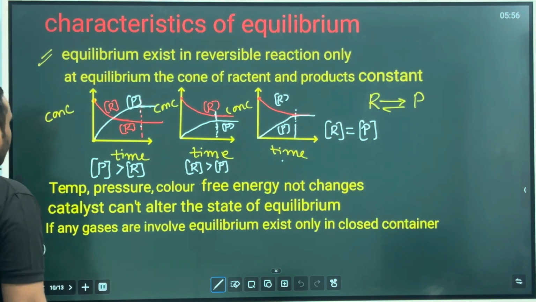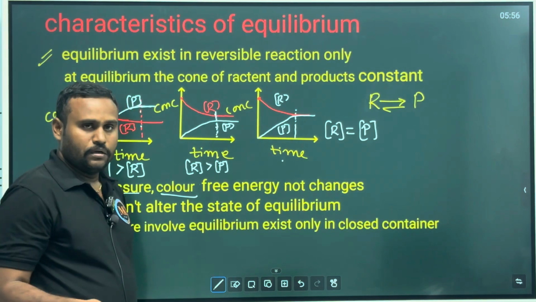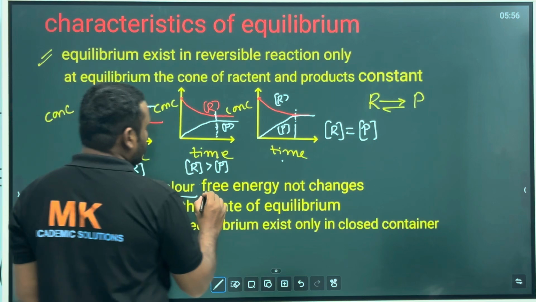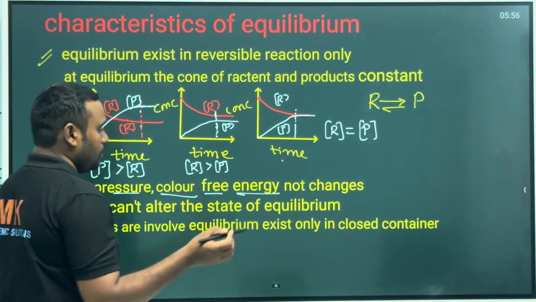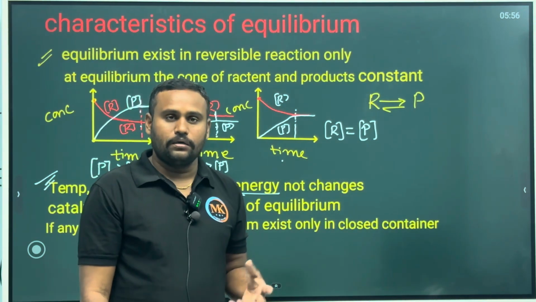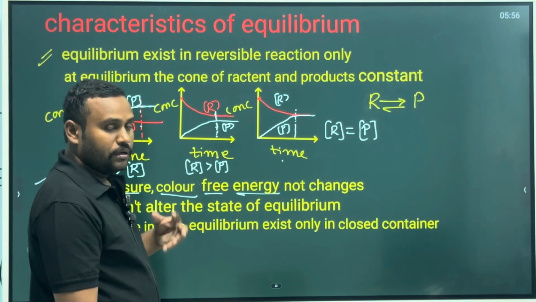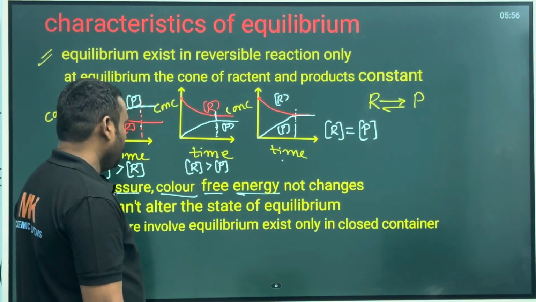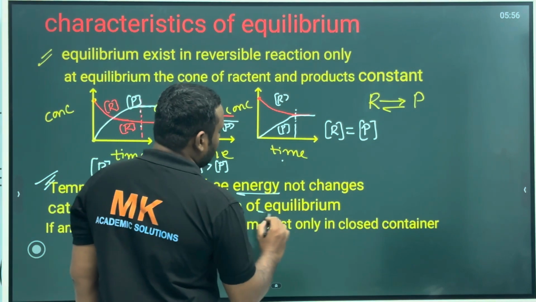Next, the temperature, pressure, color, all these extensive properties will become constants, and free energies also. All these properties will become constant, meaning they are not at all going to change at equilibrium. If you change the temperature or pressure, the equilibrium is going to be disturbed. Next, a catalyst cannot alter the state of equilibrium.